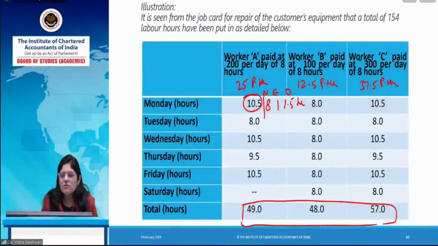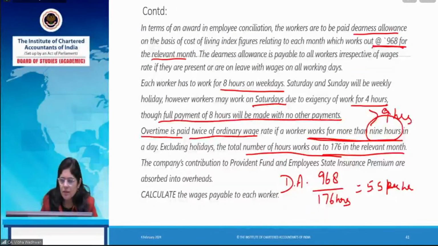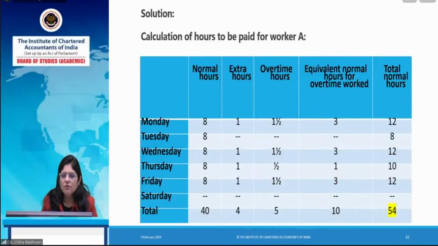All right. So overtime is only 1.5. Similarly, we can just go to this calculation. You will understand it better. This is for A. This is the normal hours for A, and the total hours A worked is 10.5. Total hours was 10.5. Out of this, 8 was normal, 1 is extra, and 1.5 only is overtime.